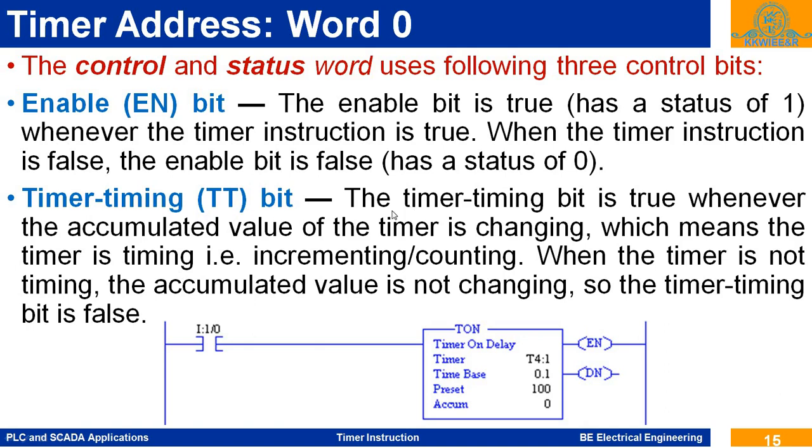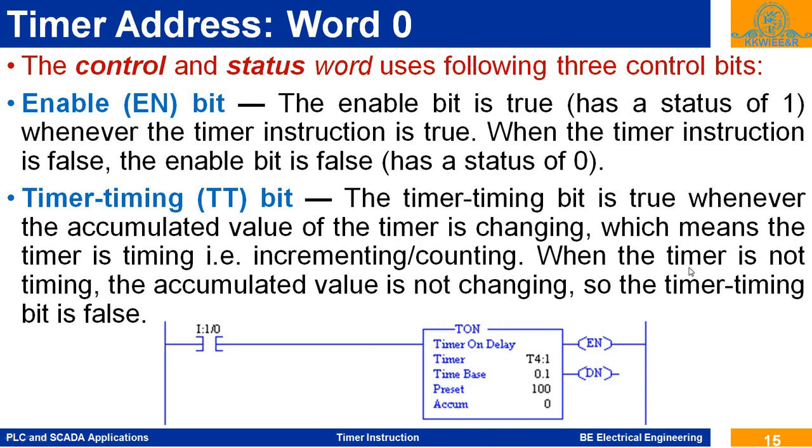Timer timing bit. The timer timing bit is true whenever the accumulated value of the timer is changing. Okay. Means the accumulator always starts from 0, incrementing by 1, 2, 3, 4, 5. Which means the timer is timing, or that is, the accumulator is incrementing or it starts counting the time. During that period, this TT timer timing bit is true.